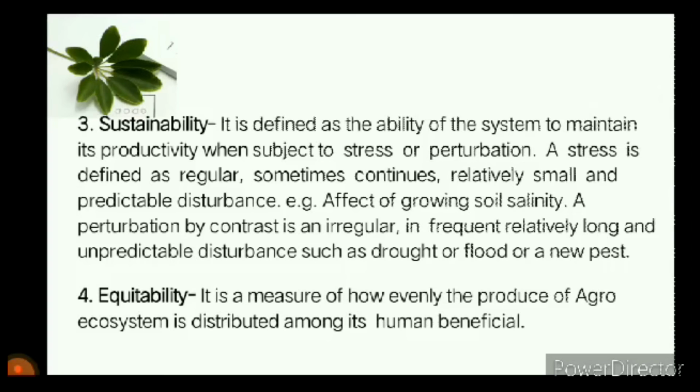The last one is equitability. Equitability is a measure of how evenly the produce of the agroecosystem is distributed among its human beneficiaries. So equitability in relation to agroecosystem, all living organisms should be treated equally because the more equitable the system, the more evenly are the products to feed shared among the population of the farm.